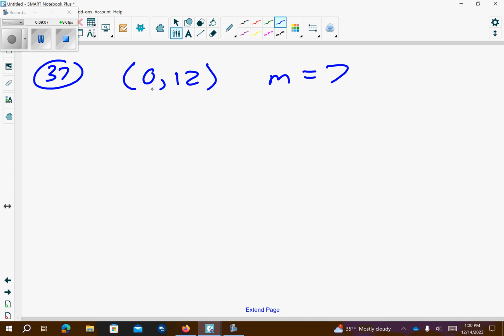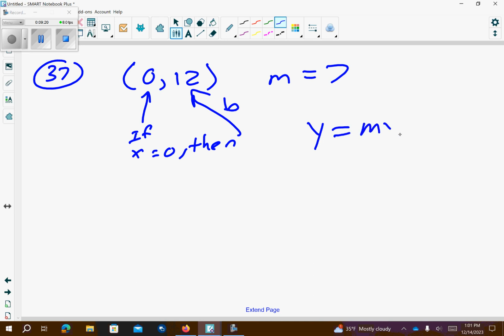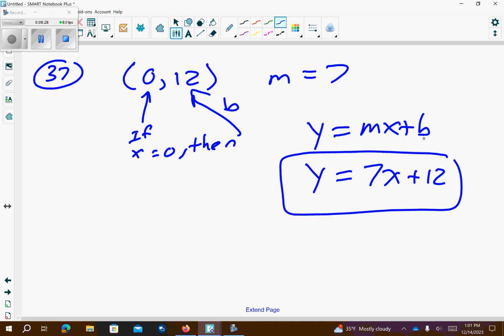37, which line passes through? Okay, things to remember. If x equals 0, then this value here is b. So ready? y equals mx plus b. So y equals 7x, because that's their slope, plus 12. Done. So that's pretty simple. You have to make sure that has to be a 0 for this type of thing to work.